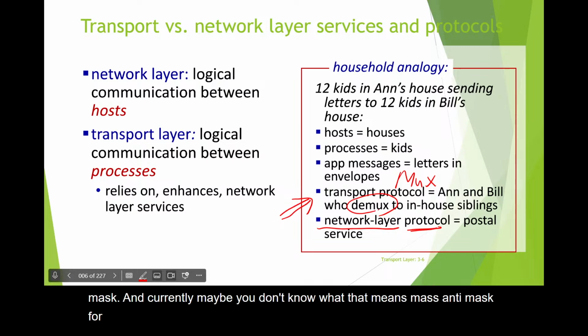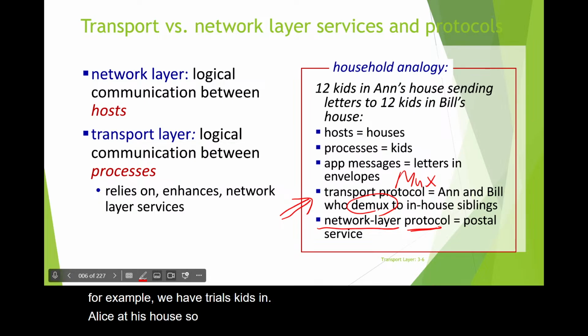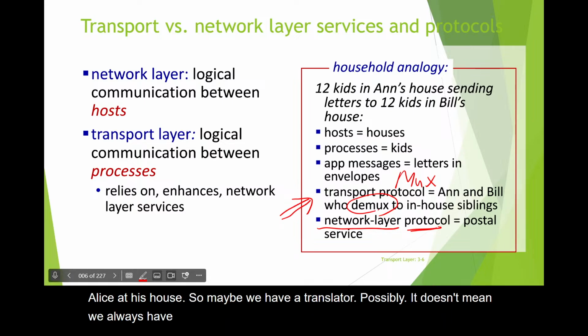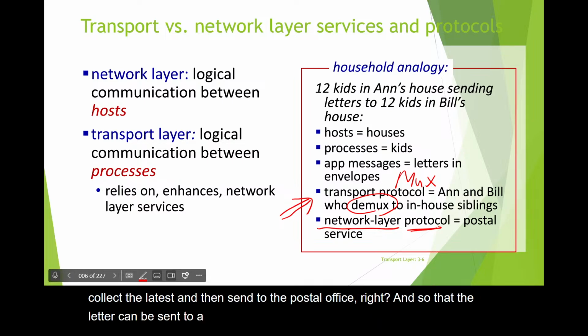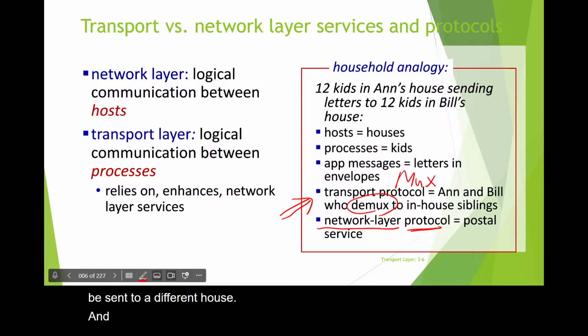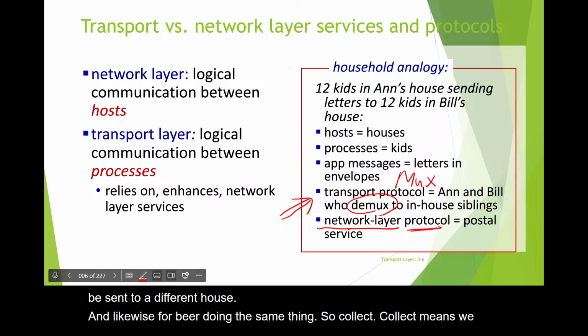Currently, maybe you don't know what that means. For example, we have 12 kids in Alice's house. So maybe we have 12 letters possibly. It doesn't mean we always have 12 letters, but possibly we do, and Alice can collect the letters and then send them to the postal office, right? And so the letters can be sent to a different house. And likewise for Bill, doing the same thing. So collecting means we have multiplexing.